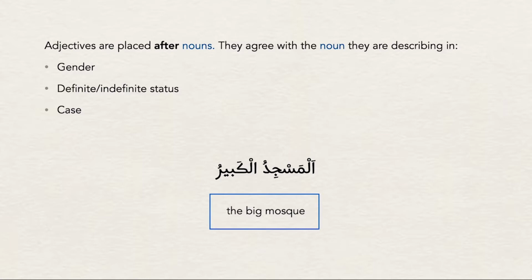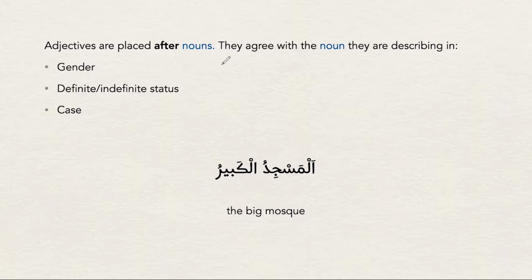But in Arabic, it makes more sense to me because first you establish what it is. You say, al-masjidu, the mosque. And then you provide the information about the mosque, saying al-kabiru, the big mosque. Or the mosque, the big, if you want to translate that quite literally. Quite a few languages actually choose to do it this way. In Spanish, you generally put the noun first and the adjective afterwards. And so Arabic isn't really that exceptional in that sense.